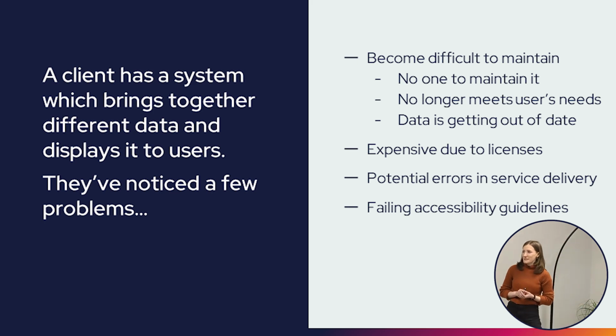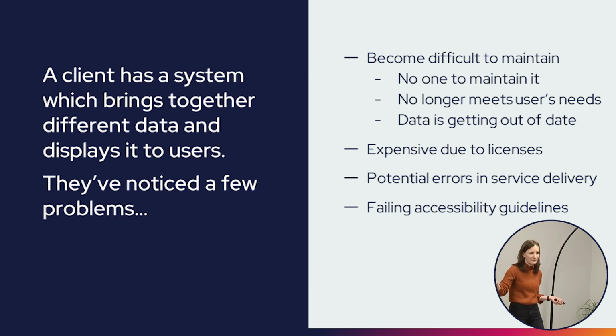So a client has a system which brings together different data and displays it to users in lots of different ways. But they've noticed a few problems. It's become difficult to maintain, so maybe the people who built it have now left, which means that the data is now getting out of date, and it's also not adapted and changed with users' needs. Potentially because of what it's been built on, it may be expensive due to licensing costs. And because the data is getting out of date, there's also potential costly errors from a service perspective, where people's documents that they're creating have inaccurate data within them.